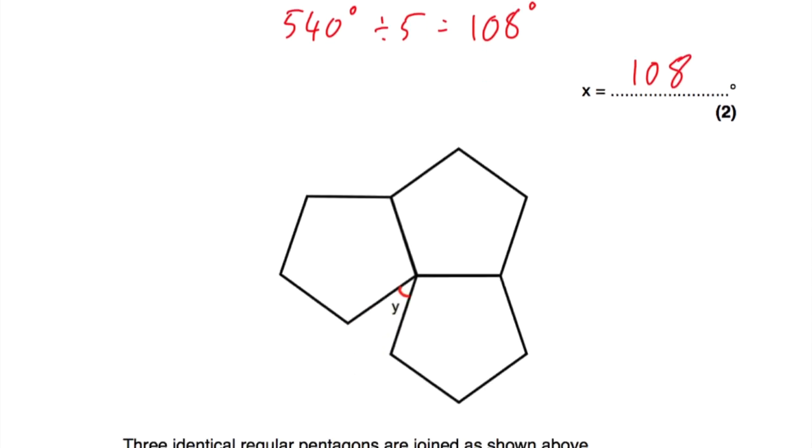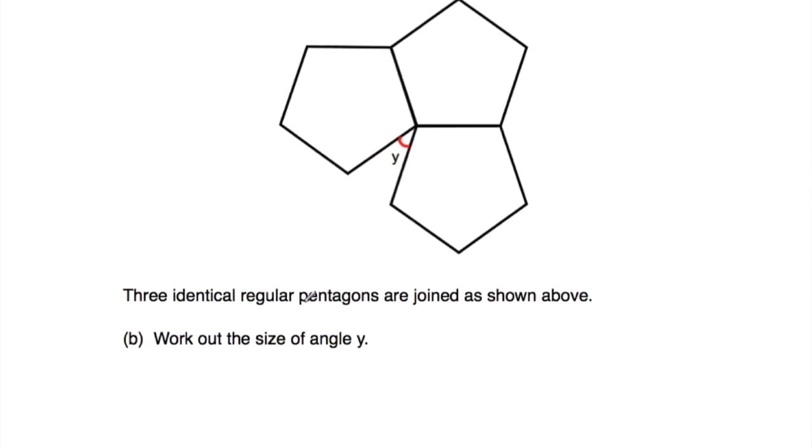Okay, and then part B. Part B says three identical regular pentagons. So we've got three identical regular pentagons, or three congruent regular pentagons, and they're joined together as shown. So we've got these three pentagons that have been put together at this point here. And we've been asked to find the size of this angle Y.